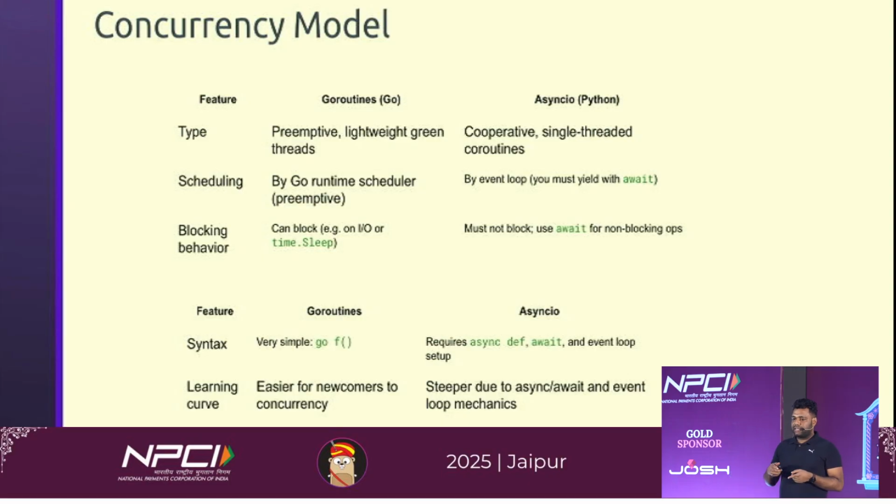Next thing is scheduling. In Go, the scheduling is by the Go runtime scheduler, but in Python we have the event loop. And the event loop is a much different architecture compared to the Go one. Next is the blocking behavior. In Go routines, the routines can block, but in asynchronous IO, they must not block, and you have to use async and await very properly to make this work.